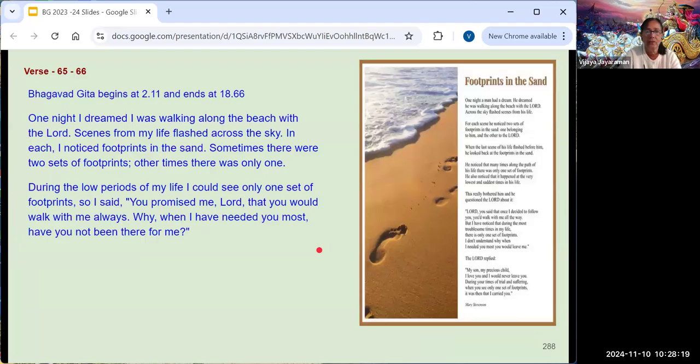This one I just enjoyed. It's available in Google. Bhagavad Gita begins from 2.11 to 18.66.